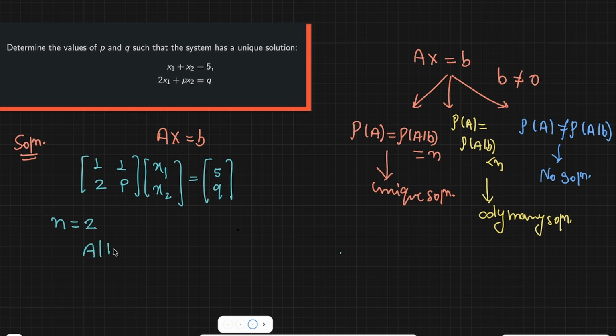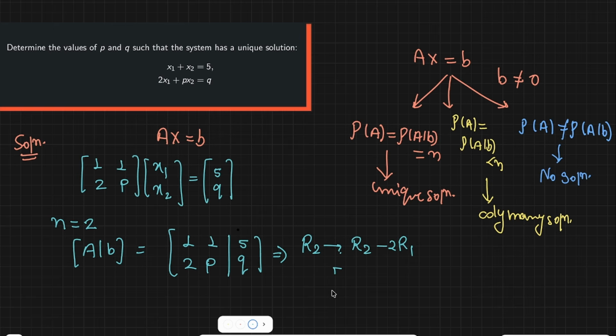First you will find the augmented matrix and convert this augmented matrix into row echelon form. This is your augmented matrix. When you convert this augmented matrix, I will apply R2 replaced by R2 minus 2R1. That gives 1 1 5, and the second row is 0, p minus 2, and q minus 10.